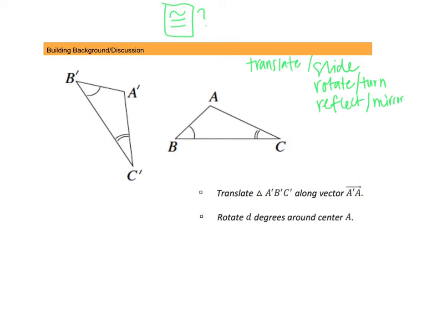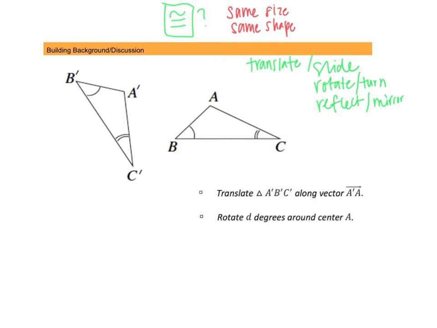All right, so if we can move these two figures and they map exactly right on top of one another, completely overlapping, then we know they're congruent, because congruent means same size and same shape. So if we put them overlapping, then we know that they're congruent because they would be the exact same size.